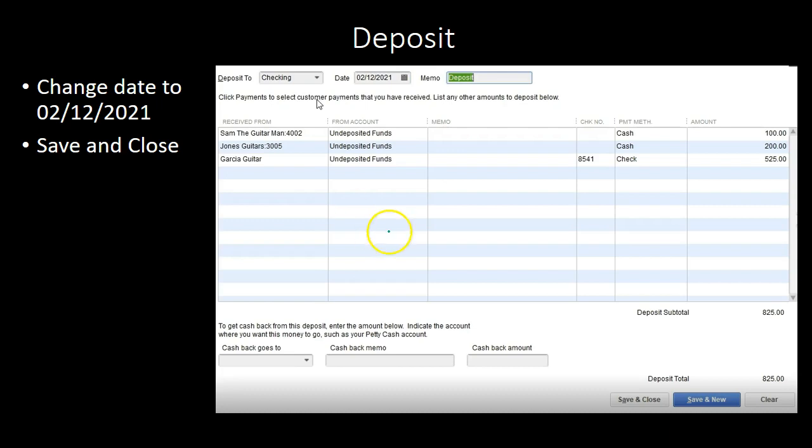It would look like this, grouping deposits together to get to 825. This then, when we record this, will increase the checking account by the 825, grouping them together in that format. And the other side would be decreasing the undeposited funds account. Let's take a look at this in Excel.